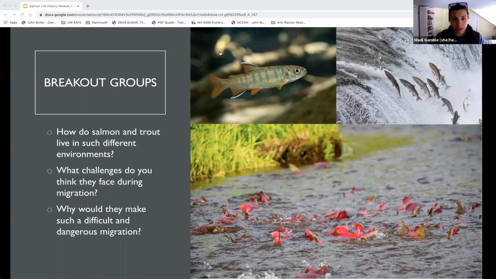So now let's break up into groups and talk about these three questions. Write down some ideas and answers, and then when we get back together as a group, we'll share our responses. The questions are, how do salmon and trout live in such different environments? What challenges do you think salmon face during migration? And why would they make such a difficult and dangerous migration in the first place? We'll pause the video now. You can talk about these questions in your groups, and when we reconvene, be ready to share some answers and thoughts.